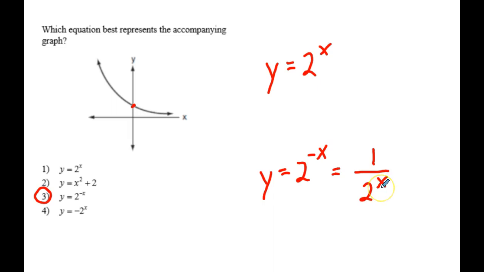Now if I plug in that value of 3 that I tried before, 2 cubed is 8, but that's in the denominator, so now that would be 1/8. My graph, as I go to the right, because now my exponent is in the denominator, my y values are going to start getting smaller. They're going to get closer to that x-axis.